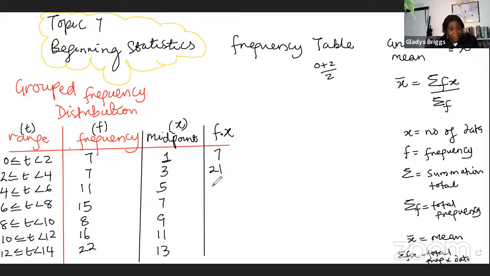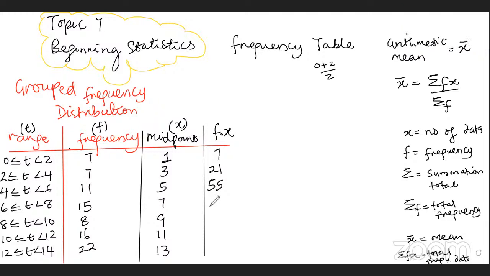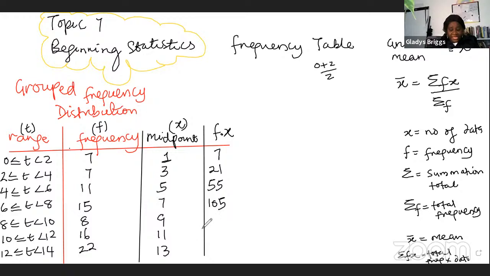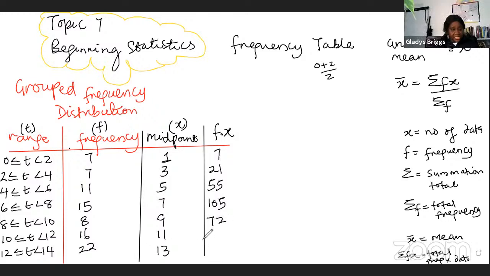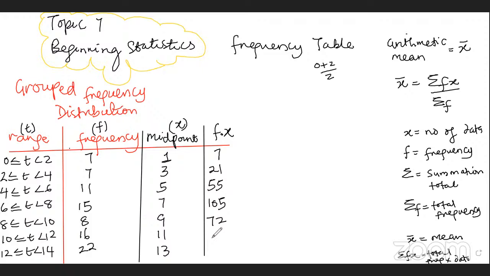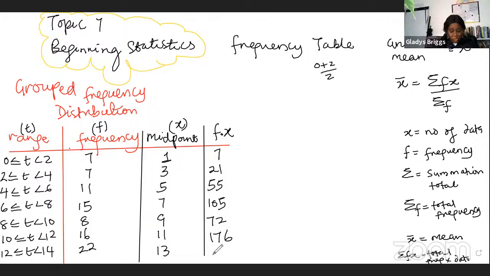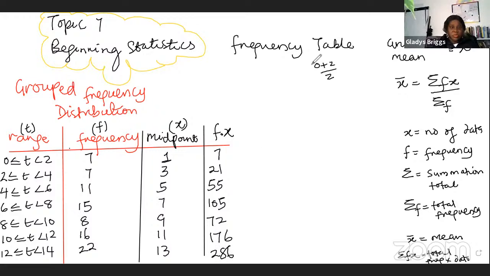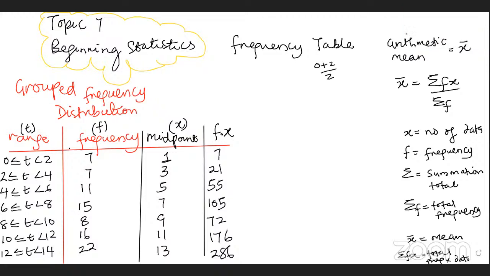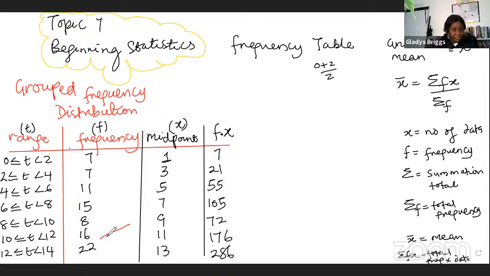11 times 5. 55. 15 times 7. 105. 8 times 9. 72. Good. And 16 times 11. 176. And 13 times 22. 286. Well done, Omar. Now we need to find out what sigma F is, and sigma F times X equals whatever it is, so that we can work out our X bar.